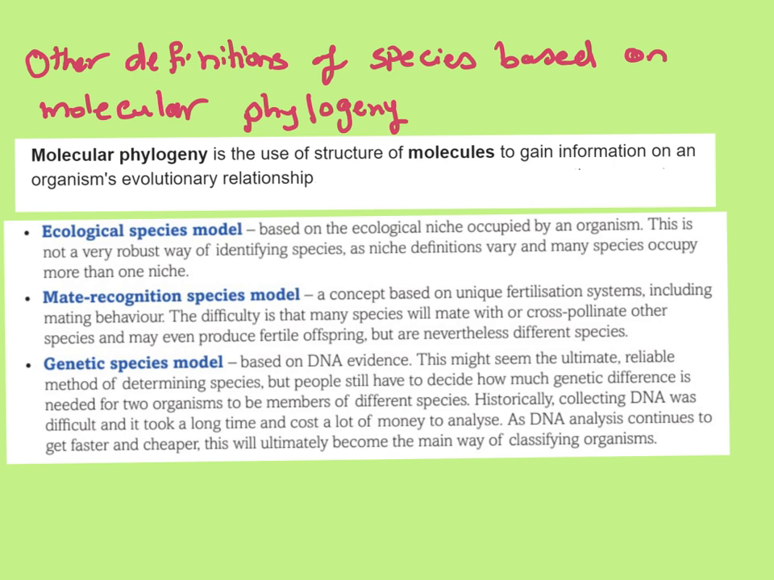Two, the mate recognition species model, a concept based on unique fertilization systems, including mating behavior. So we are comparing the fertilization system or reproductive system in two or three different organisms, and based on that we put them in the same species or in different species. Mating behavior, how they mate. The difficulty is that many species will mate with or cross-pollinate other species, and may even produce fertile offspring, but are nevertheless different species.